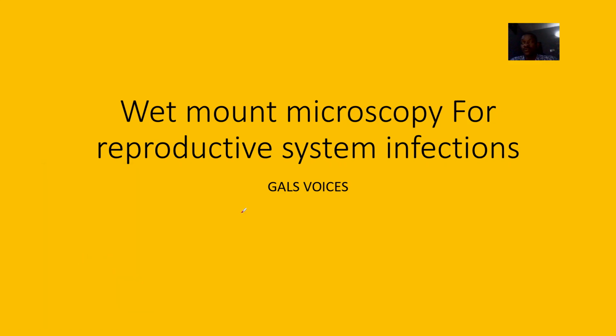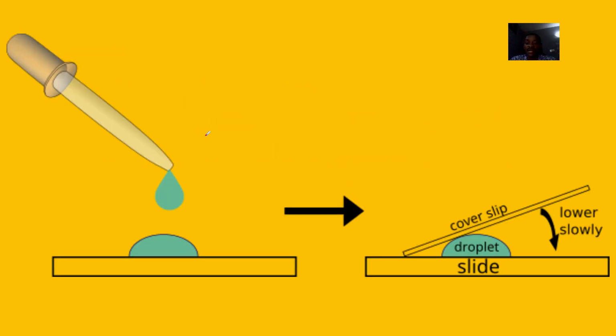Now earlier on we were trying to introduce the different types of investigations that you might actually want to do in gynecology and obstetrics. So the next one we should be looking at is wet mount microscopy. Wet mount microscopy. And the reason why we are doing this is to actually diagnose, or confirm, that there's a reproductive system infection.